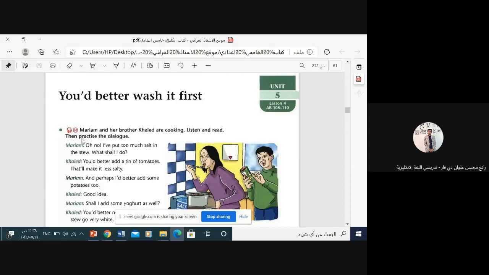We are supposed to listen to a dialogue between two persons, but unfortunately it's impossible to do that. Just read this dialogue. Miriam and her brother Khalid are cooking. Listen and read, then practice the dialogue.